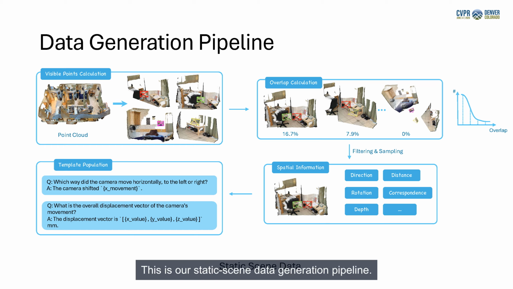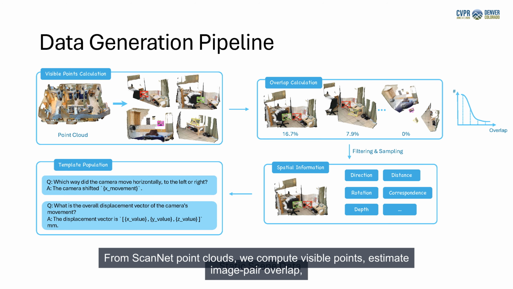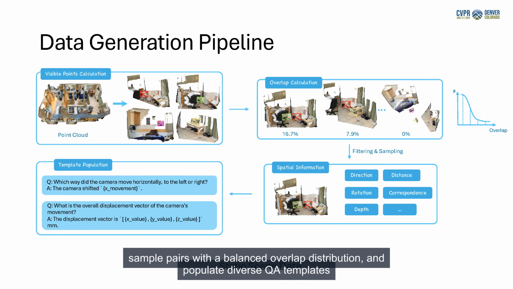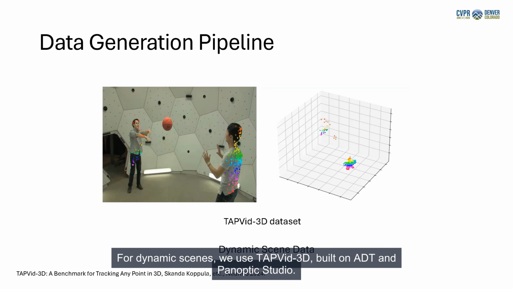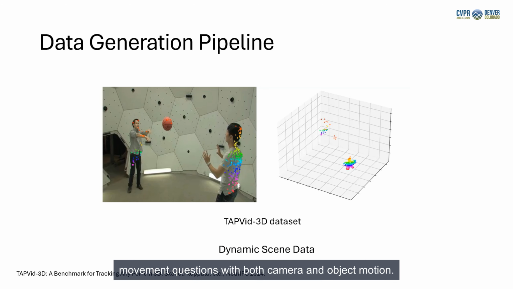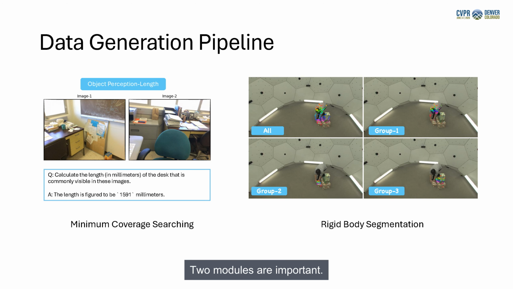3D vectors. This is our static scene data generation pipeline. From ScanNet point clouds, we compute visible points, estimate image pair overlap, sample pairs with a balanced overlap distribution, and populate diverse QA templates with precise spatial information. For dynamic scenes, we use TapVid 3D, built on ADT and Panoptic Studio. It provides aligned 3D point tracks, video frames, and camera poses, allowing object movement questions with both camera and object motion.